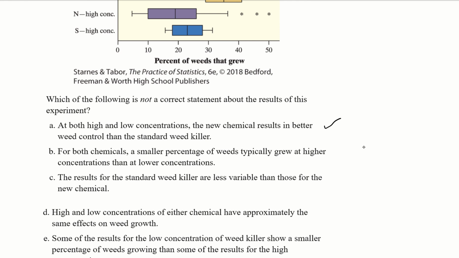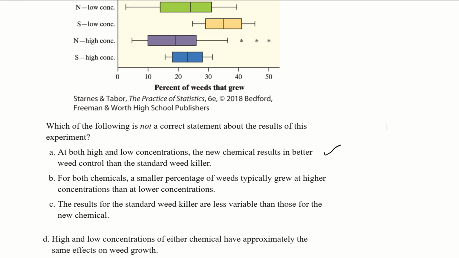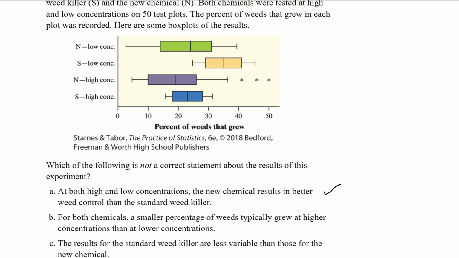So now let's look at part B. For both chemicals, a smaller percentage of weeds typically grew at higher concentrations than at lower concentrations. A small percentage of weeds.